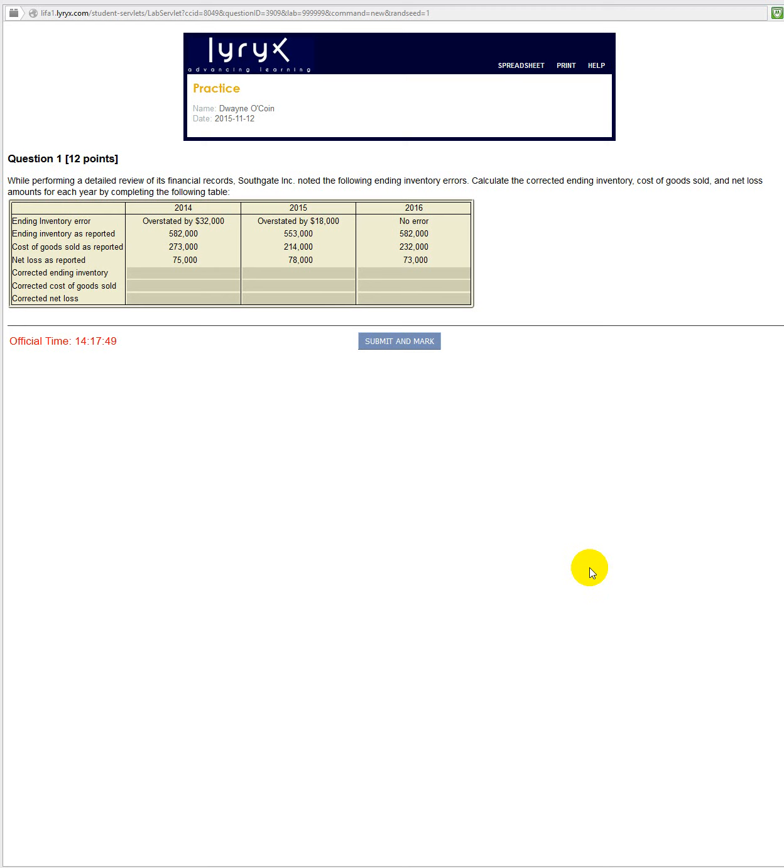Welcome, this is Lab 6.2, first question. Here we have some ending inventory errors we're going to need to correct. And so it's going to change the amount of the ending inventory, the cost of goods sold, and the amount of the net loss. So in all 3 years we have a net loss.